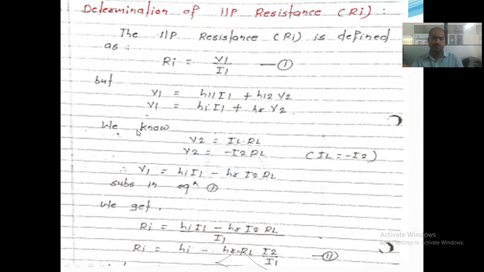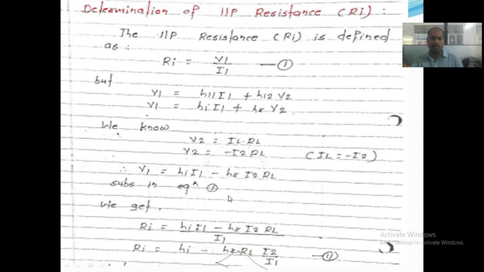Okay, so we know another thing, the particular value of V2. V2 is nothing but IL into RL. We have seen this many times, V2 equal to IL into RL, but IL is nothing but minus I2. So V2 equal to minus I2 into RL. This value should be put in the earlier equation.